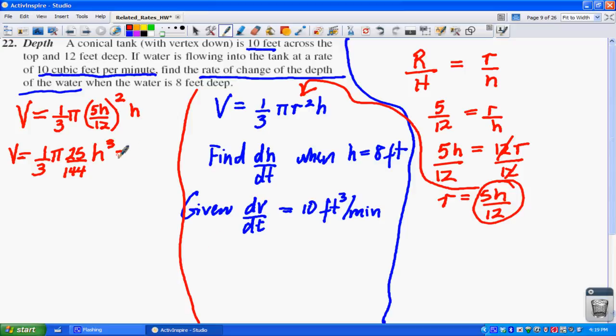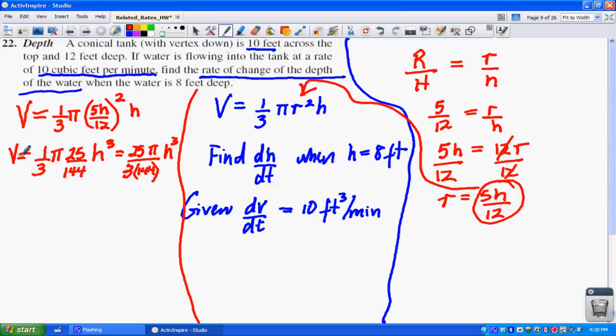They went one more step, and they went 25 pi. Just cleaned it up a little bit, put this in front, whatnot. And then they didn't even multiply this out. They just left it as 3 times 144. And that's fine. And then they had h to the third power right here. Okay? So now we can find the derivative.